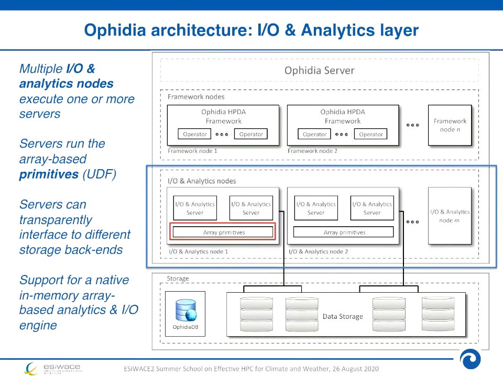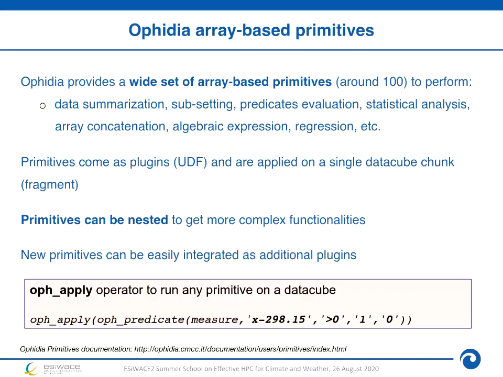The native server provides an in-memory array-based engine, which is optimized to work on multidimensional data directly in memory, and provides also a wide set of array-based primitives for data analytics, which are also available for the MySQL version. These, in fact, have been implemented as user-defined functions so that they could be easily plugged in. Currently, we have around 100 primitives that perform different types of operations. These include, for example, mathematical operations, statistical operations, also aggregation functions. The full list of primitives can be found in the official documentation at the link at the bottom of this slide.